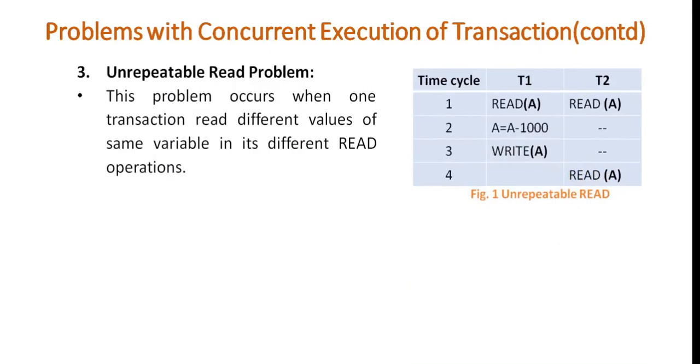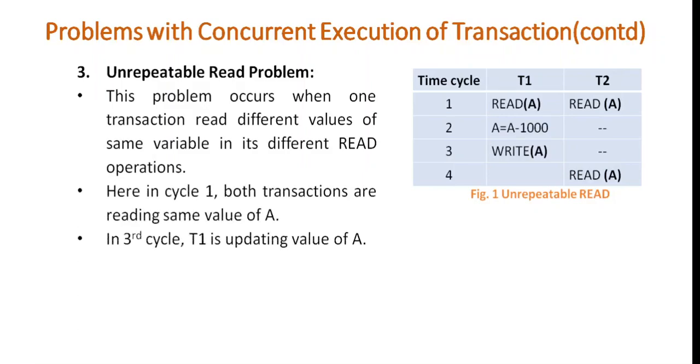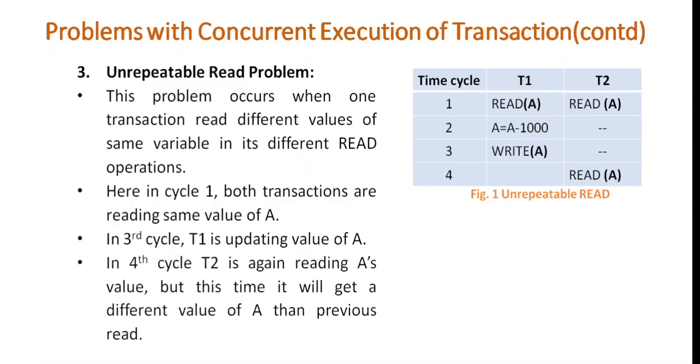For example, here we have two transactions T1 and T2. Now both the transactions are reading value of variable A or reading value of account A at the same time, that is at time cycle 1. Okay, but here in third time cycle, T1 is updating the value of A. Okay, and in fourth time cycle, T2 is again reading the value of A, but here T2 will get an updated value which is updated by transaction T1.